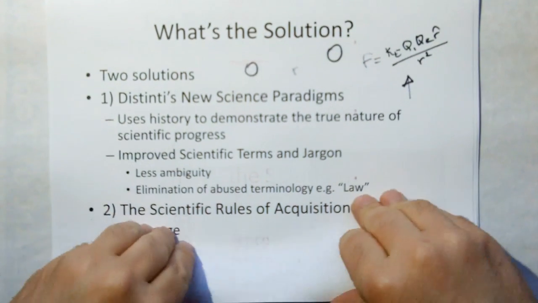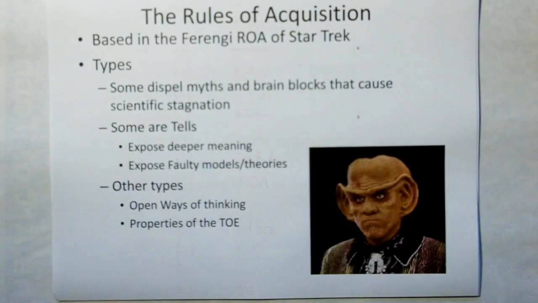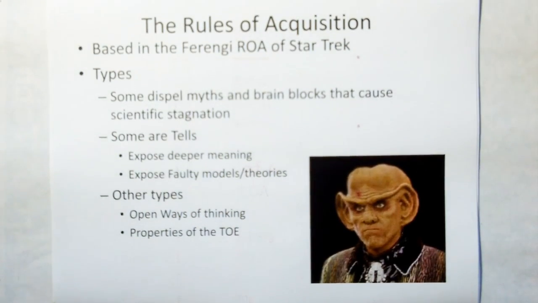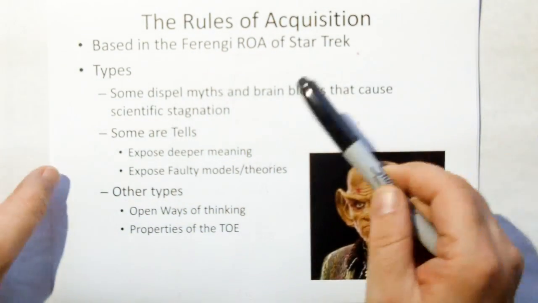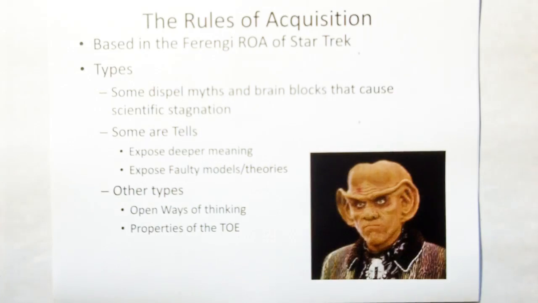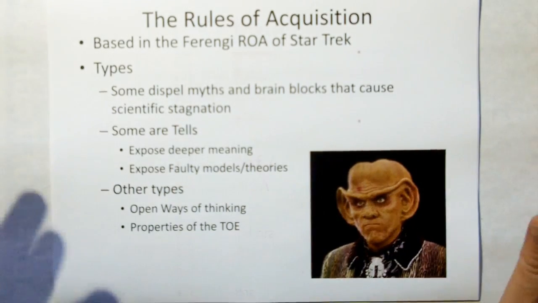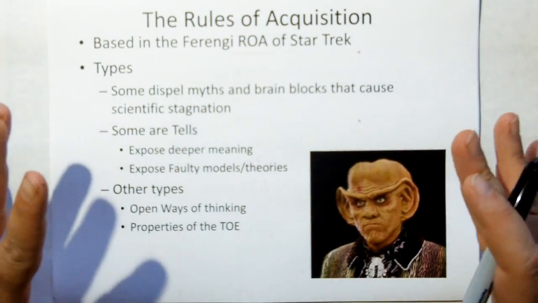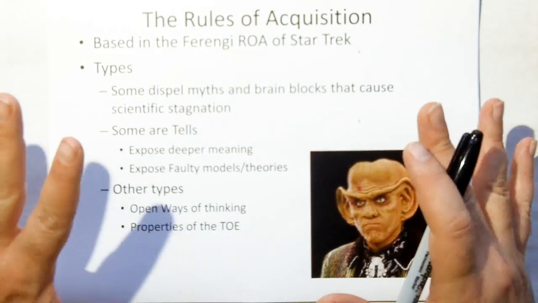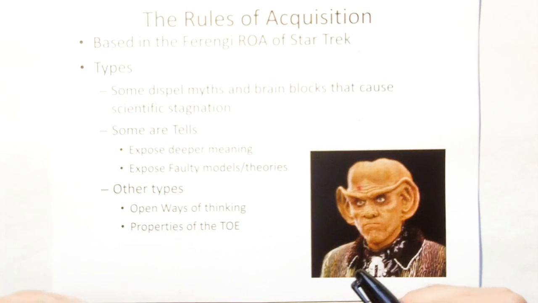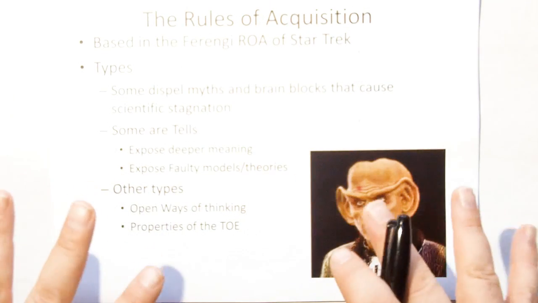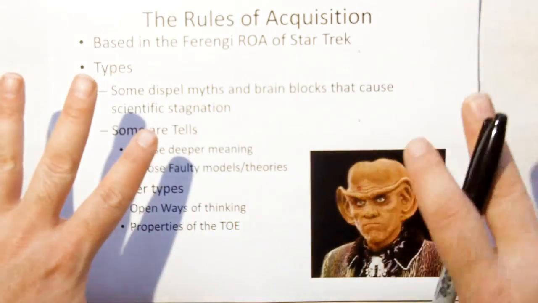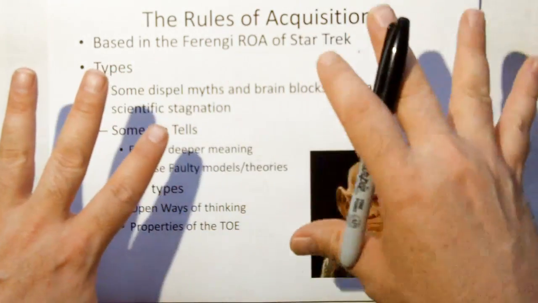Okay, the other thing I developed to help the monkey along is the rules of acquisition. Got the idea from the Ferengi rules of acquisition from Star Trek. There are a lot of rules of acquisition. The fourth edition of them is coming out, which will supersede the ones you'll find throughout the Ethereal Mechanics on the YouTube site.